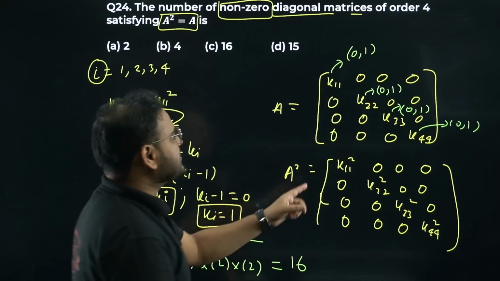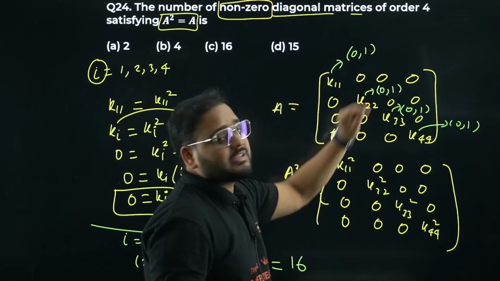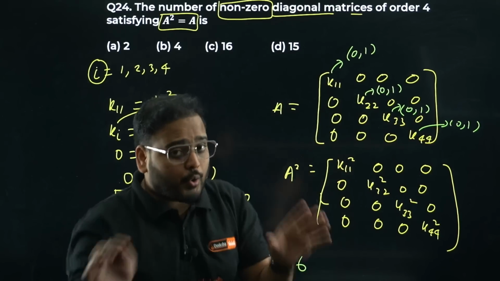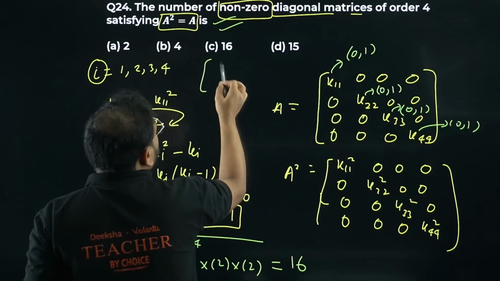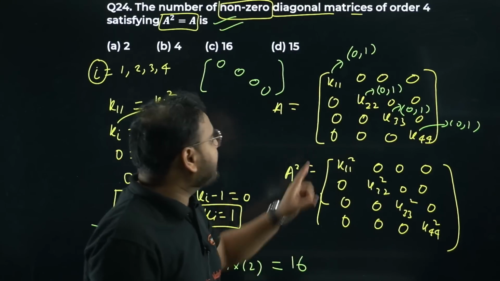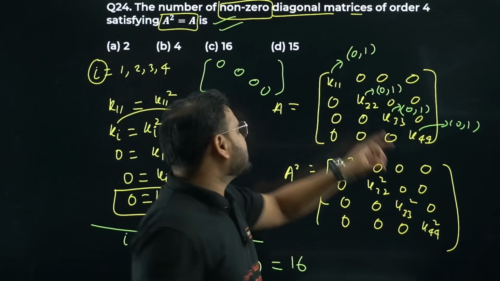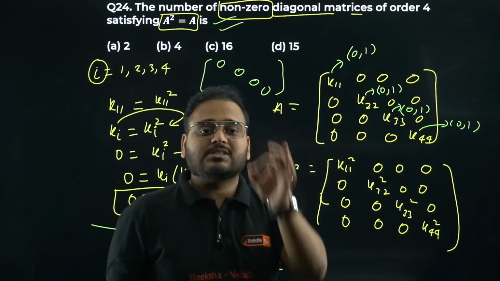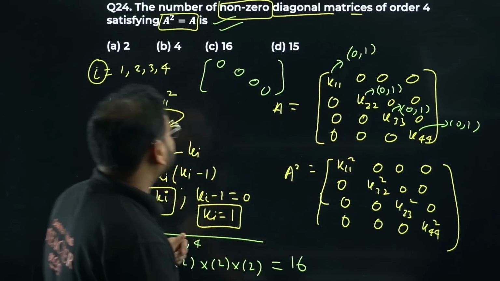I am telling you why. If I take K11 as 0, K22 as 0, K33 as 0 and K44 as 0, will it be a part of the answer? No, because they are saying non-zero. So I cannot take the matrix with all zero diagonal. Because each element in the diagonal has options 0 and 1, if all 4 choose 0 at the same time, I'll have a zero matrix, and I don't want that.